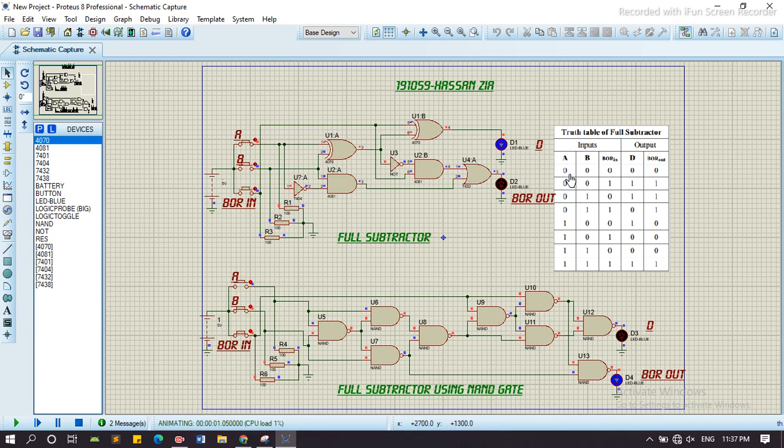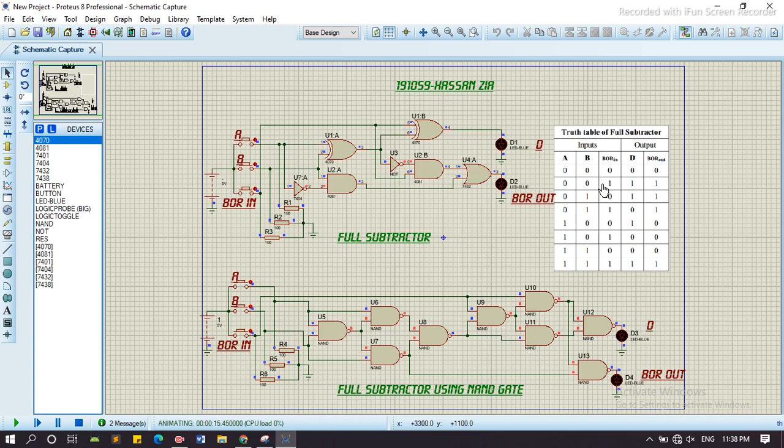We can see that when A, B and borrow in are 0 0 0, then the difference and borrow out are also 0. Here is the borrow in, and here is the borrow out. When all are 0 0 0, the difference and borrow out are 0. Similarly here, when all are 0, the borrow out and difference are 0.